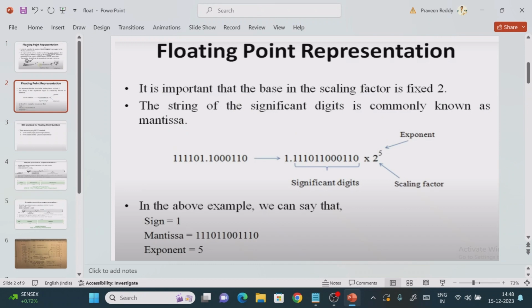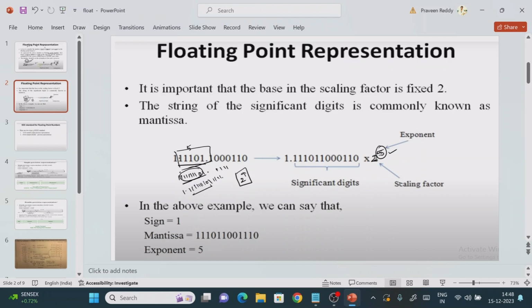See the same example. Suppose the given number is something like 01.111 and so on. How many times do we need to shift? 1, 2, 3, 4, 5, 6, 7, 8, 9. We shifted this value 9 times to reach the first point, so we write it as 2 power 9. Here we shifted 5 times, so the exponent value is 5.